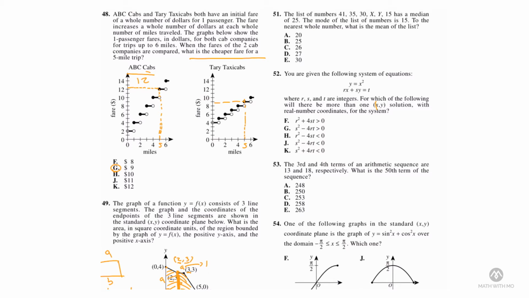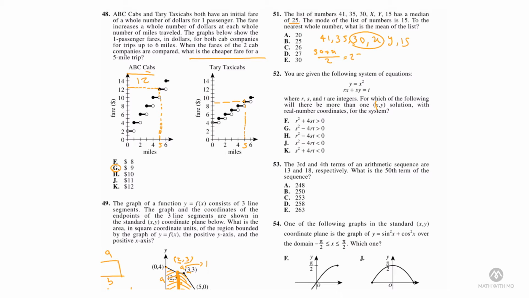Alright, so what is the median? The median is the number that is in the middle of the set of numbers, right? For example, if we have 5 numbers, let's say 1, 2, 3, 4, 5, the median is 3. But if we have 1, 2, 3, 4, 5, 6, the median is the average of these two, 3 and 4. Now here we also have 6 numbers, right? Because we have 6 numbers, in order to find the median of 41, 35, 30, x, y, 15, the median, which is 25, is basically 30 plus x divided by 2.